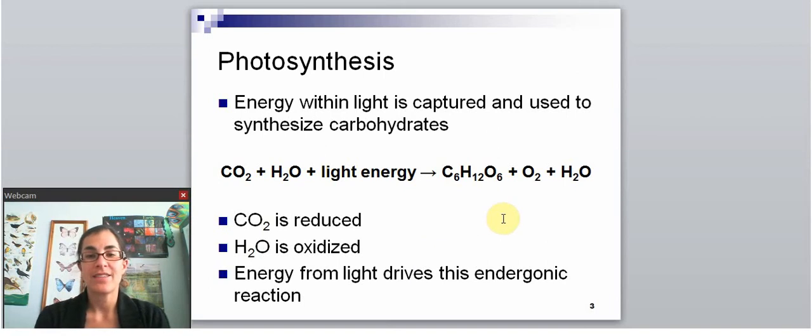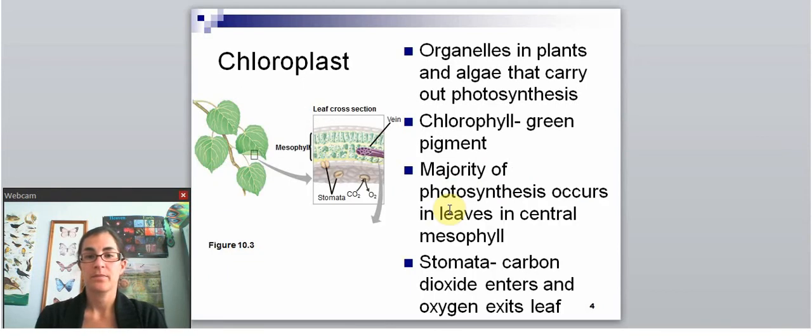You may notice that this is basically the opposite of cellular respiration. So instead of breaking down glucose, so having my arrow point the other direction, I am now making glucose. So cellular respiration is exergonic, photosynthesis is endergonic. Photosynthesis occurs in the chloroplasts, and these are specialized organelles in plants and algae that carry out photosynthesis. They have a distinct green color, which you hopefully remember from looking at the elodea in lab, and it's due to the presence of a pigment called chlorophyll.